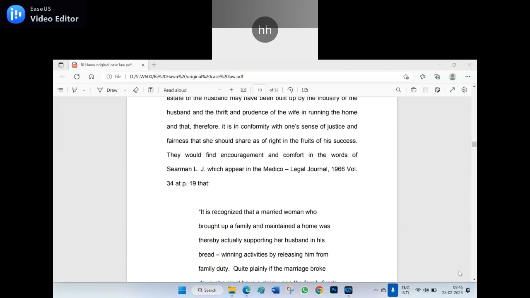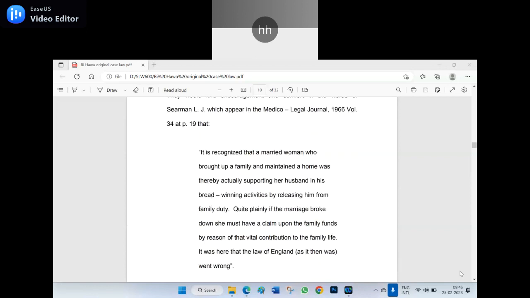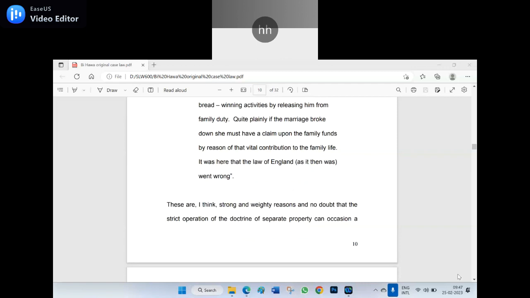So now the next point is that he has given a medical legal journal. Medical legal journal, what they said: it is recognized that the married woman who has brought up the family and maintained the home was thereby actually supporting her husband in his bread-winning activity by releasing him. Even if you want, you can cite this medical journal, provided, again, of the time factor. The medical journal also gives equal importance, because it is equivalent to the financial earning. What? Domestic services. So you can use that one also.